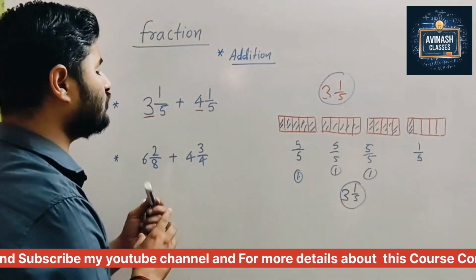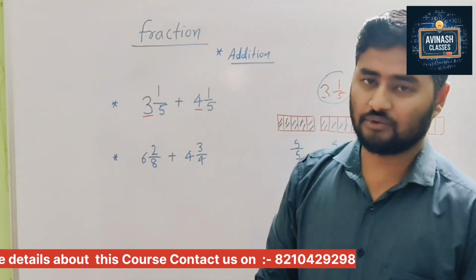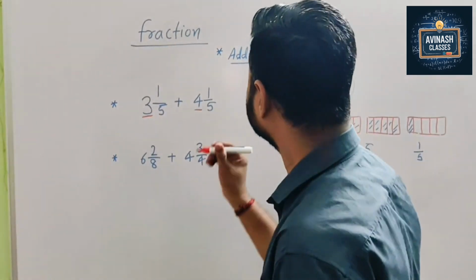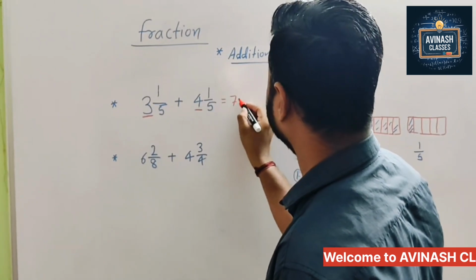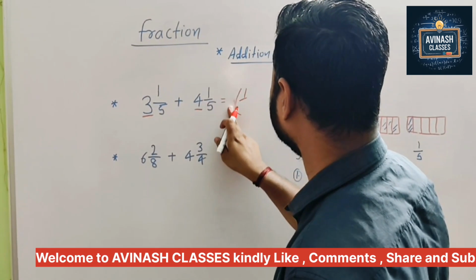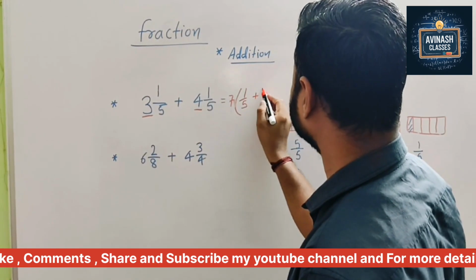Now for this question, what will we do? Simple. We add the whole numbers. So 4 plus 3. It's very easy, sir. 4 plus 3 is 7, so here we write 7. And in a bracket we write here 1. See, this bracket is not for multiplication, simple bracket only. So 1 by 5 plus 1 by 5.